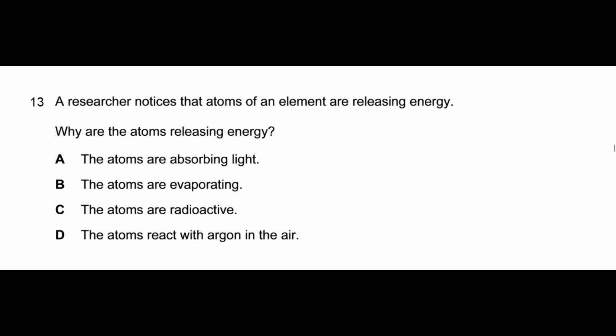The next question says, a researcher notices that atoms of an element are releasing energy. Why are the atoms releasing energy? In the video where I explained isotopes, we studied the isotopes of carbon, where two isotopes are unstable and one is stable. The unstable isotopes are radioactive isotopes. Radioactive elements are those which are emitting or releasing energy. So why are the atoms releasing energy? That means they must be radioactive, because radioactive isotopes release energy. So Charlie is the correct answer for this question.